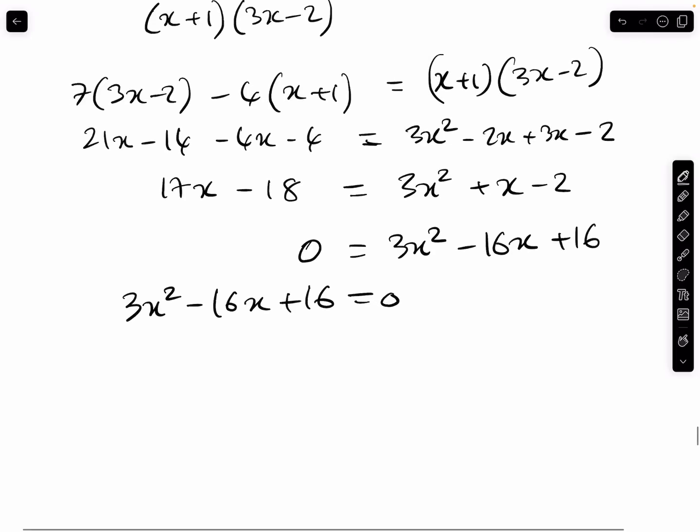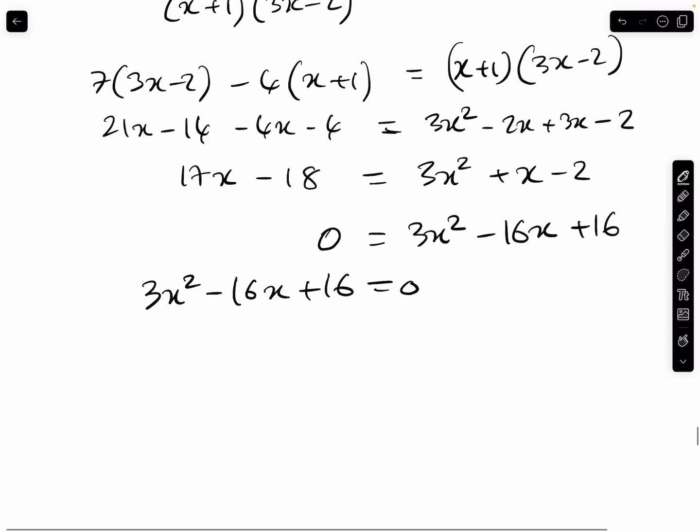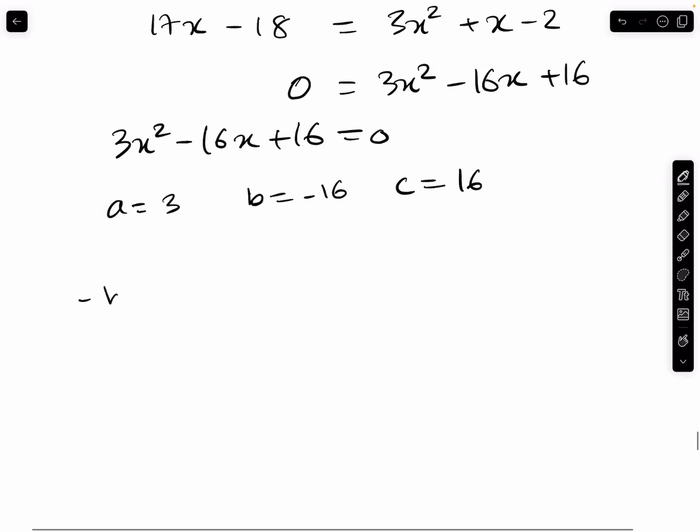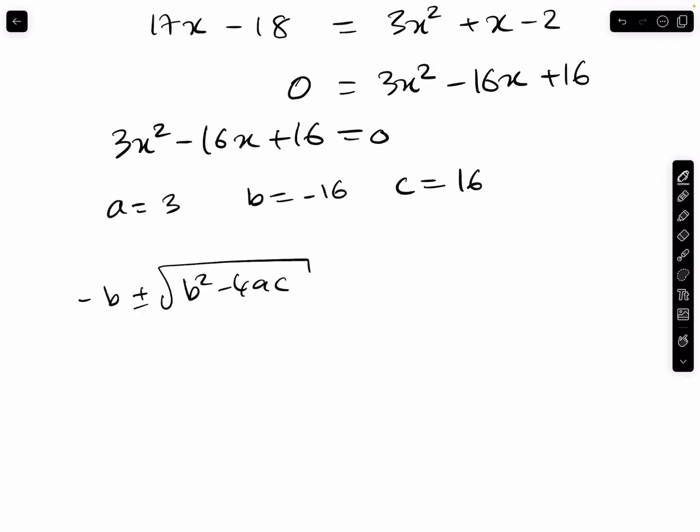Right, I need to factorize this to find the values. You could try and do this, but you'd probably sit around for ages trying to figure out what the values should be, and we haven't had the quadratic formula being used, so I want to use the quadratic formula here. But you could do whatever. So a equals 3, b equals minus 16, c equals 16. The quadratic formula is minus b plus or minus the square root of b squared minus 4ac, all over 2a, and that is for your x.